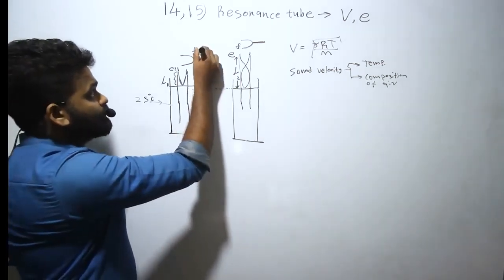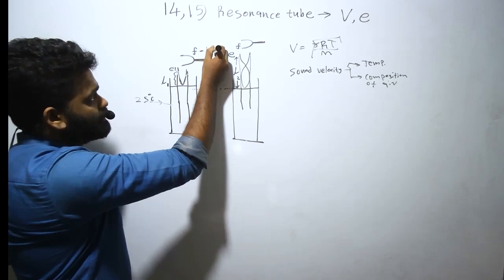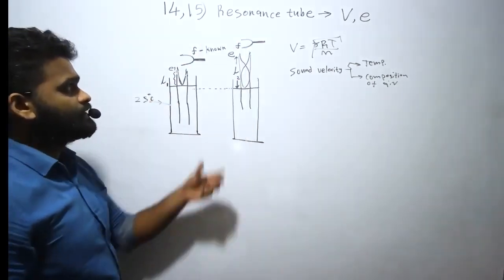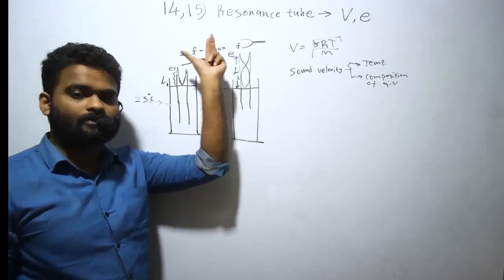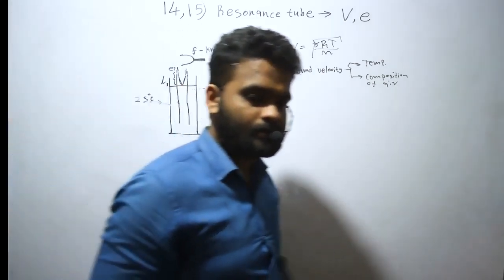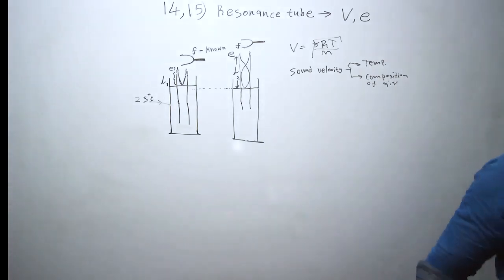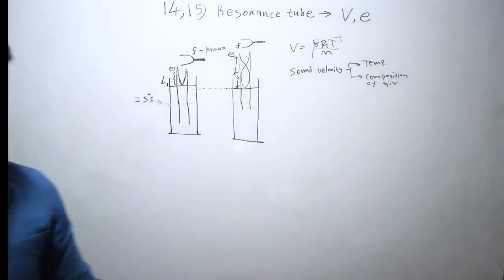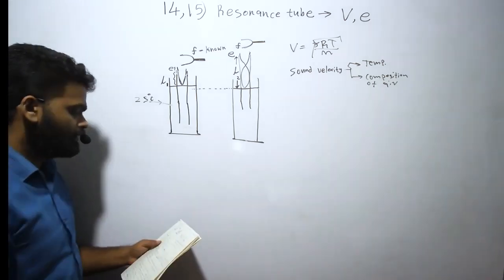Here, the frequency of this one is known. So you have a known frequency, both are known frequencies, just one tuning fork. You can take these down as I am explaining.